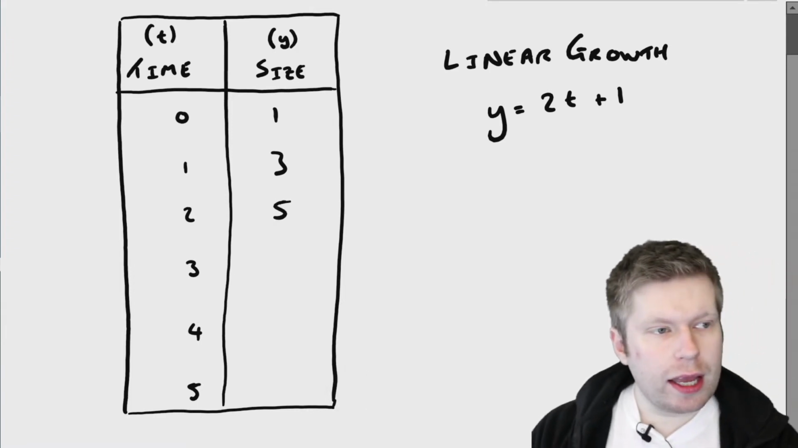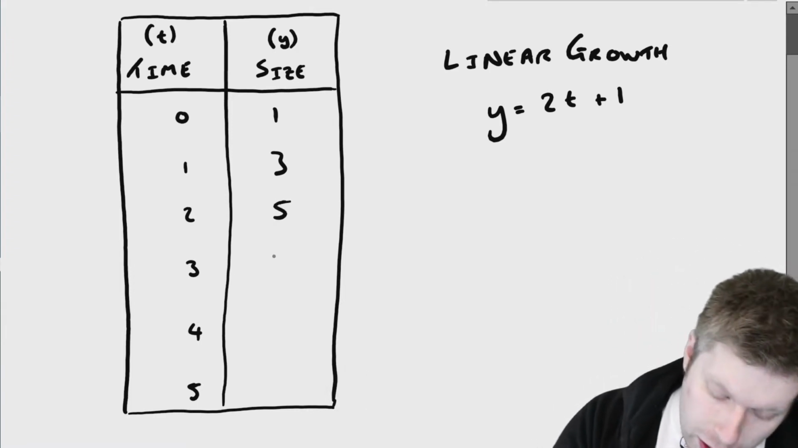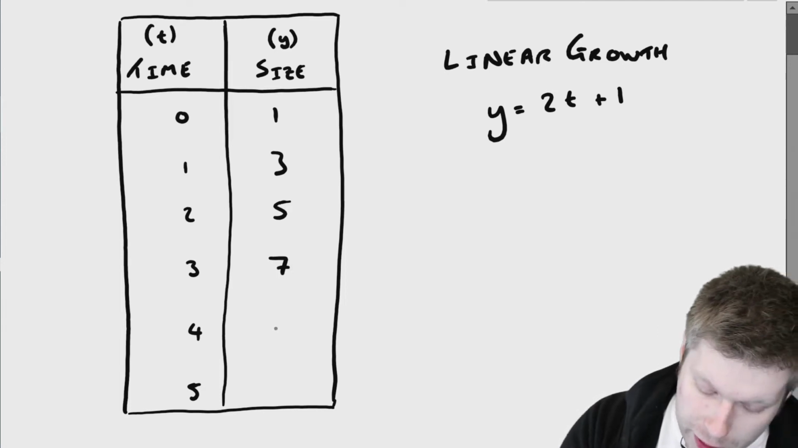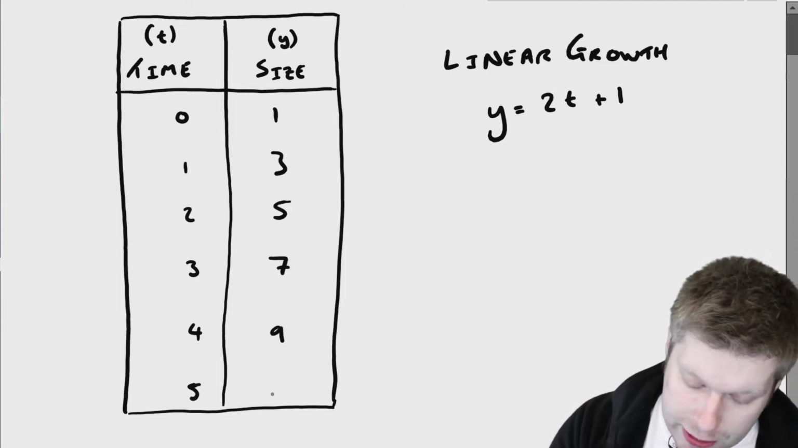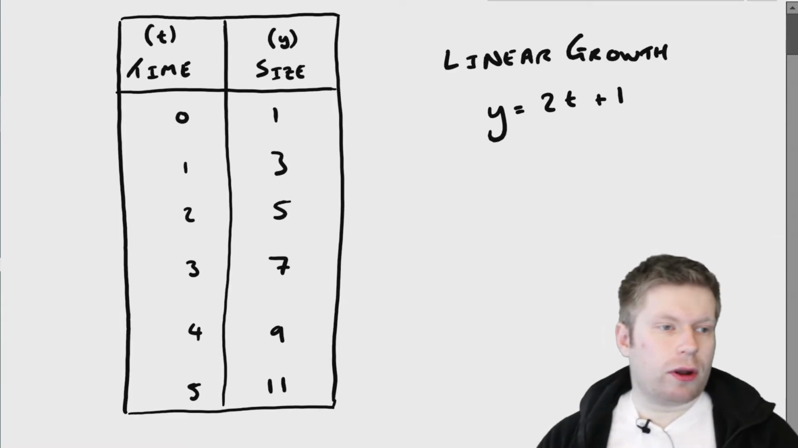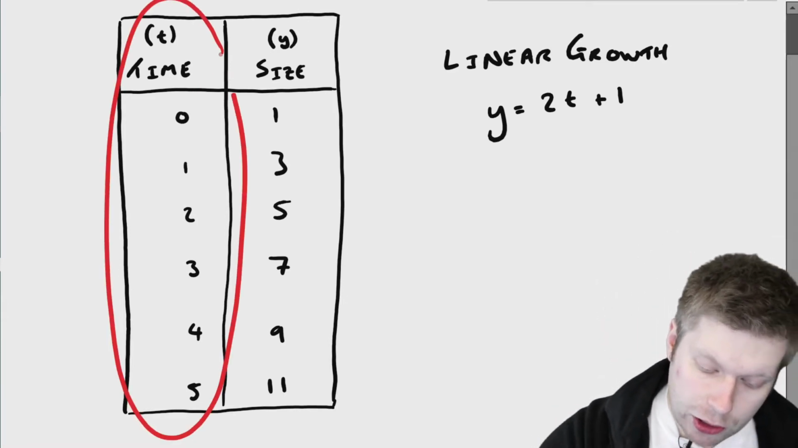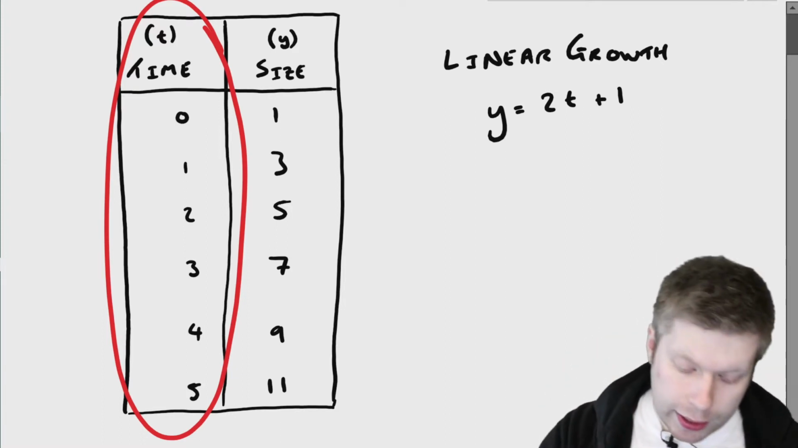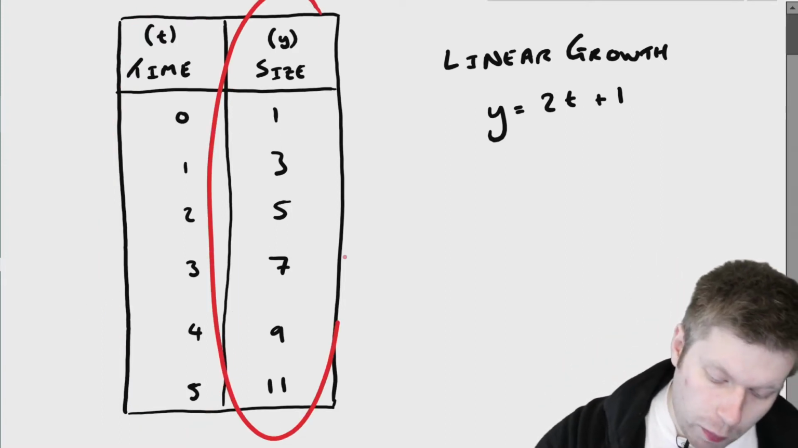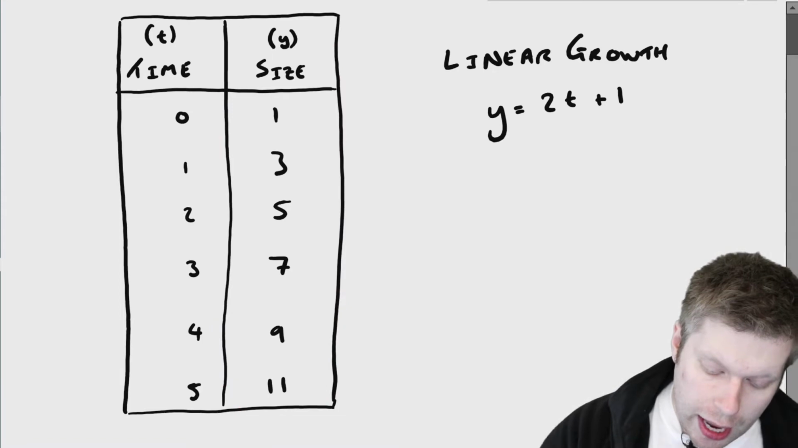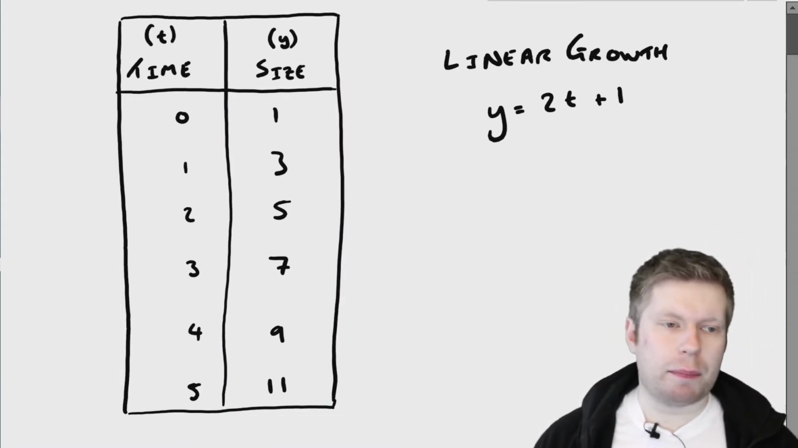And if I keep going, if I stick 3 years into my equation, I should get 7. 4 years into my equation, I should get 9. 5 years into my equation, I should get 11. Okay, good. So basically what I've got now are 2 columns. In the left-hand column, I've got what year I'm looking at. And in the right-hand column, I've got the size of my population at that particular year, so that particular point in time.